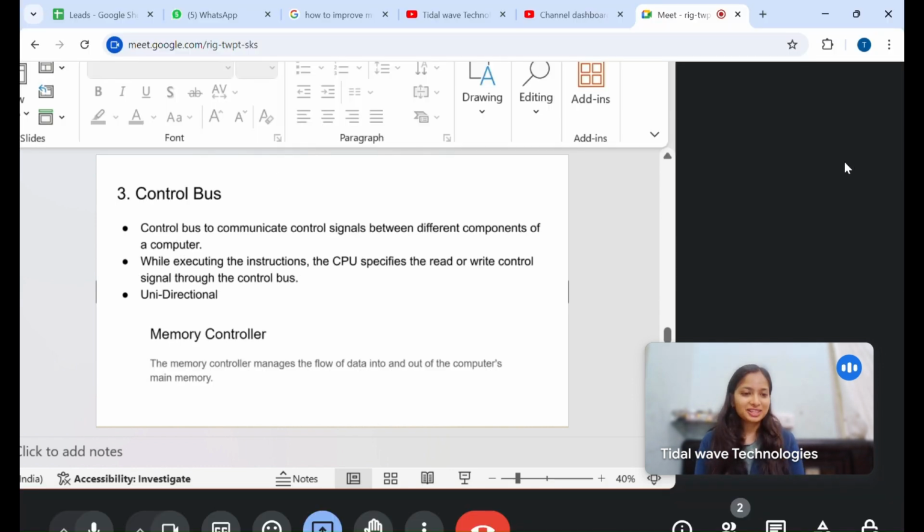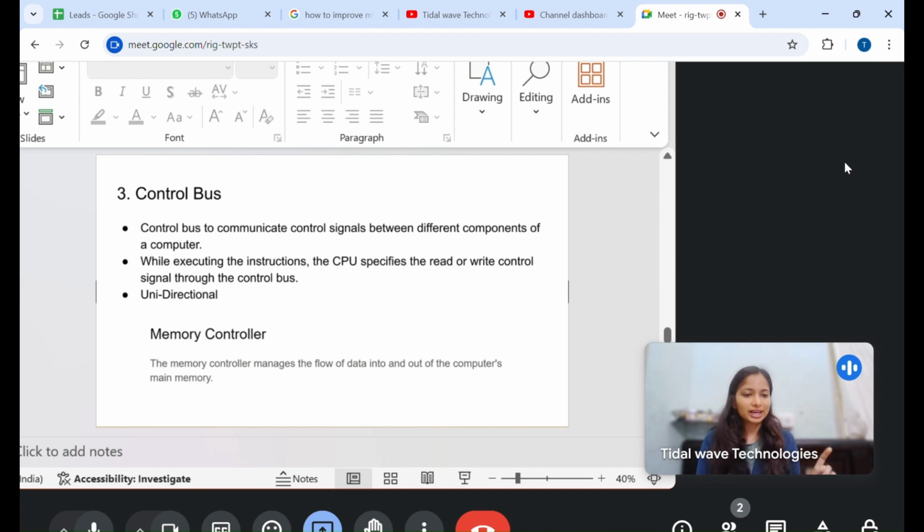Control bus. The name itself says it controls. What does it control? It controls and communicates with the control signals. What are signals here? Read or write operations are the two different signals. Control bus is used to communicate control signals between different components of a computer. While executing the instructions, the CPU specifies read or write operations through control bus. As I mentioned, it is again unidirectional.